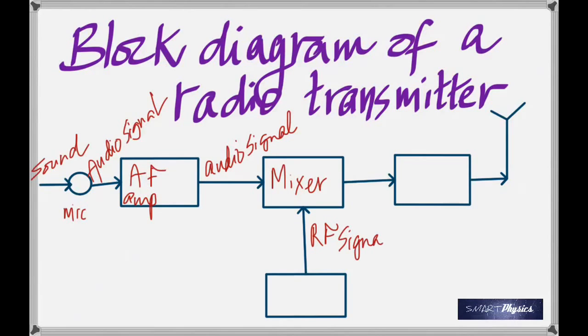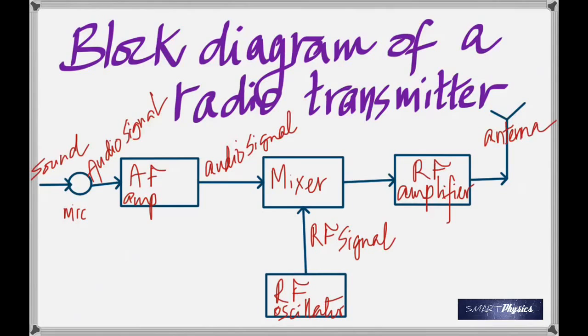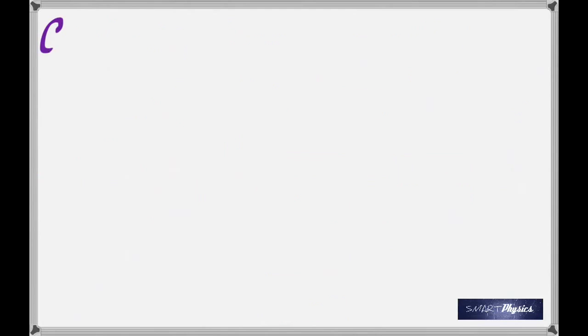And then again it is further amplified. This time the frequency is radio frequency, so the amplifier is called a radio frequency amplifier, and then it's given out into the antenna from where it is transmitted. Remember that this is the simplest block diagram that can be for a radio transmitter. Similarly, you have the block diagram of a radio receiver.